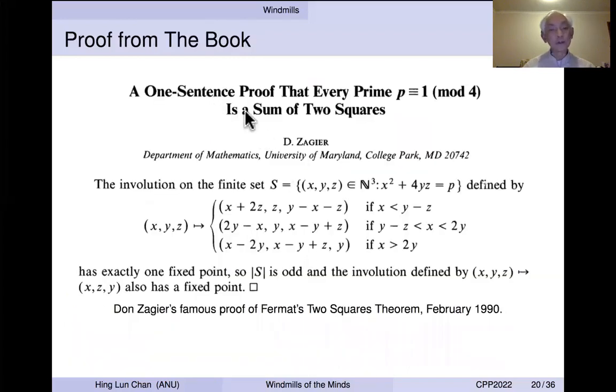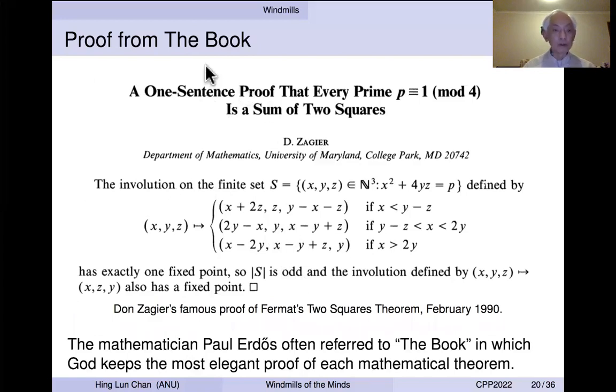So this is the basic idea behind this one-sentence proof given by Don Zagier. You have seen this before. And we call this a proof from The Book, because a mathematician refers to something called the Book, in which God keeps the most elegant proofs of each mathematical theorem.